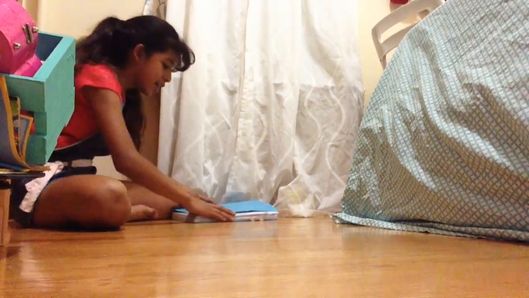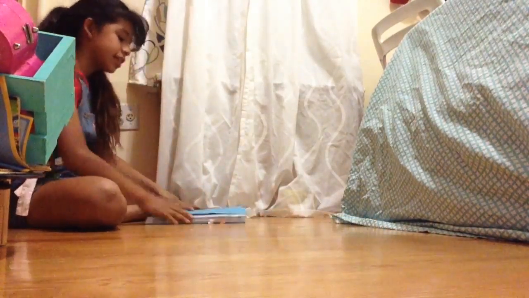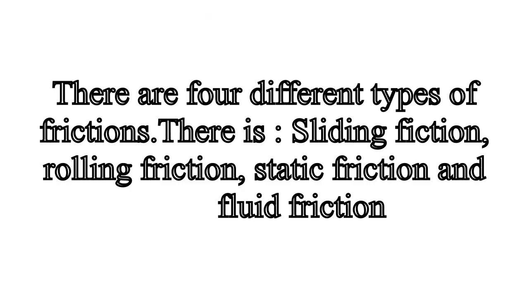Another example of this is friction. Some moving objects stop because of friction. For example, you can get any object, and I have a book right now, and if you slide it across a floor or a table or a flat surface, it's eventually going to stop. See? This happens because of friction. There are four different types of friction: sliding friction, rolling friction, static friction, and fluid friction.